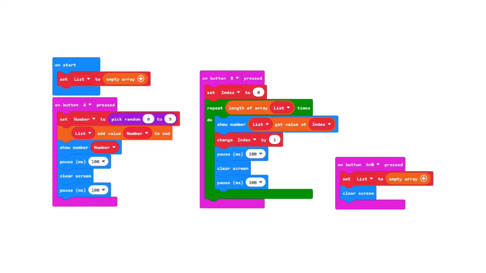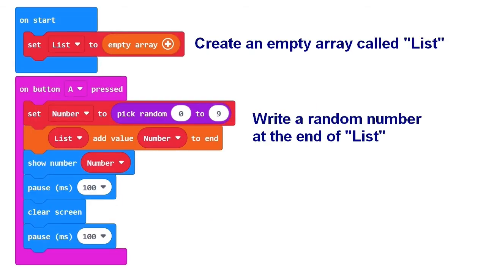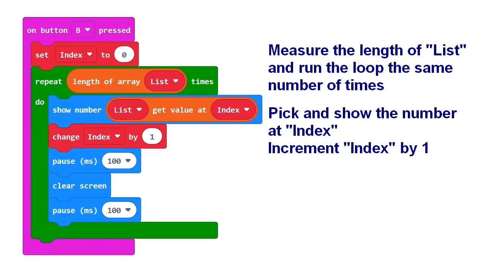The program we used before looks like this. Here the empty array is created, and each time you press button A, a random number is added. When you press button B, the program reads how many entries there are in the array, and then runs a loop that shows the number one at a time.